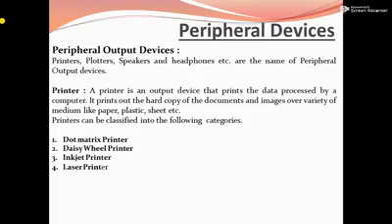Printer. A printer is an output device that prints the data processed by a computer. It prints out the hard copy of documents and images over a variety of media like paper, plastic, sheets, etc. Printers can be classified into the following categories: dot matrix printer, daisy wheel printer, inkjet printer and laser printer. So let's discuss all these categories of printer one by one.